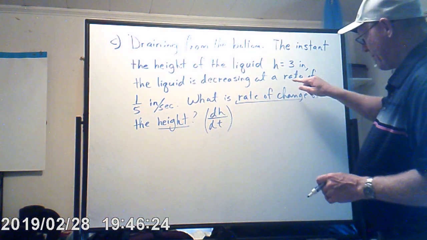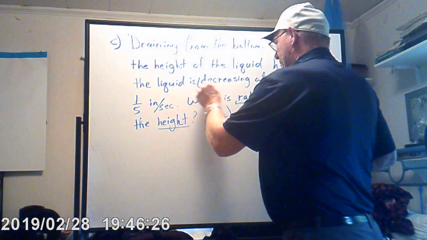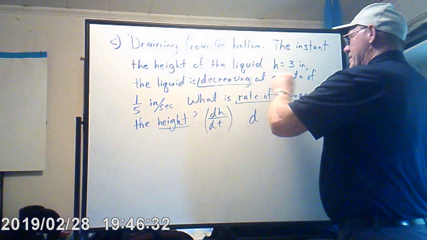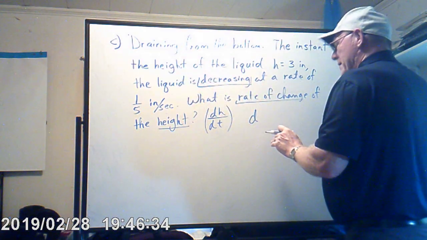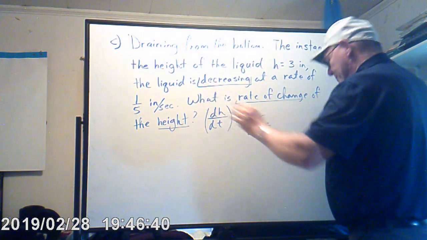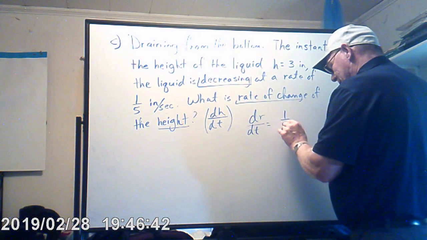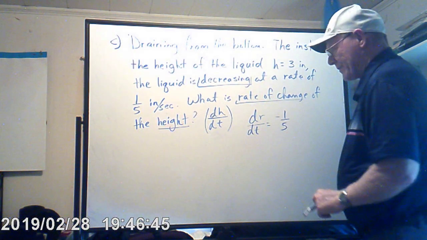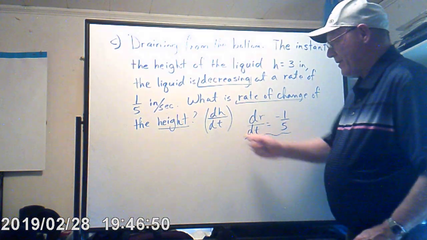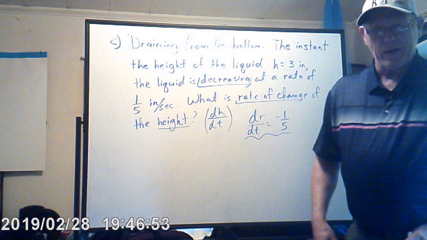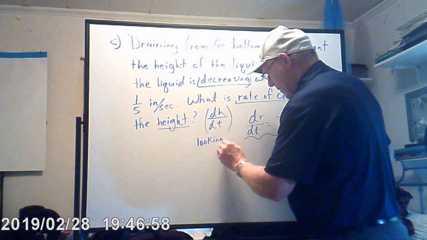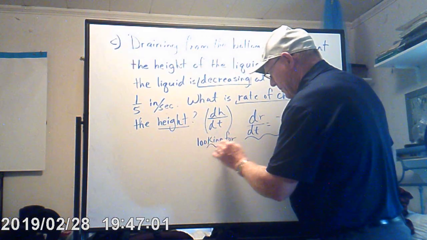Now you got to remember, this is decreasing, which is really dr, the radius. That's the radius, by the way. Dr over dt is equal to, be careful, not 1/5, but it is negative 1/10. So we're going to have to plug that in at the right time. This is what we're looking for. This is the unknown.